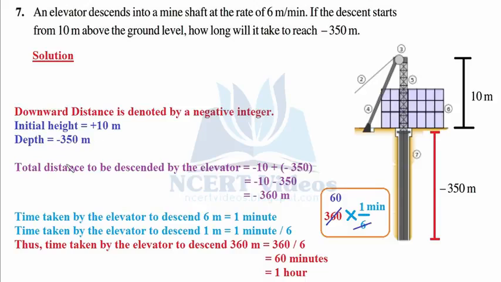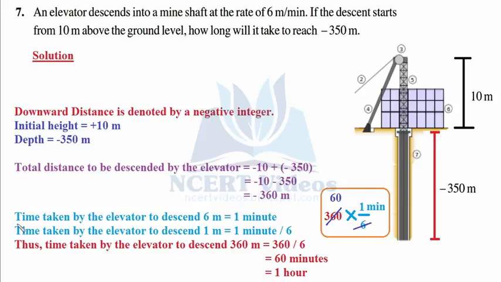The total distance to be descended by the elevator is this plus this. So minus 10, because if it is here, it has to go minus 10 first down. Therefore, we took it as minus 10. Then plus, what we have to add to this 350, because ultimately it has to reach here from here. Therefore minus 10 and minus 350 gives you minus 360. It is not this distance, the actual distance is this.